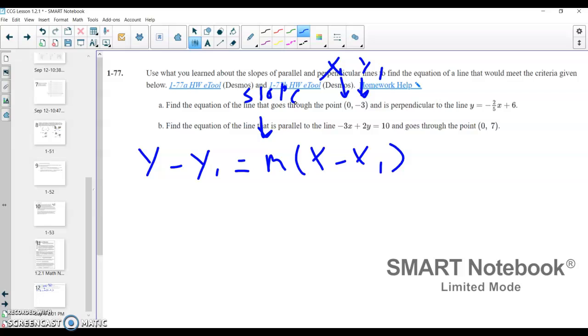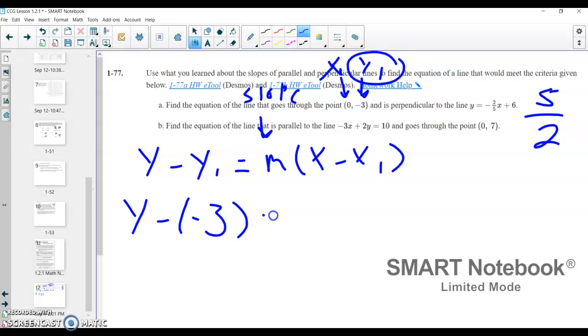So if the slope of this line is -2/5, the opposite reciprocal is +5/2, because if that's negative, the opposite is positive and the reciprocal is flipped. So we can start plugging things in. y minus a -3 from up here equals our new slope, which is 5/2, times x minus our x1, which is 0.